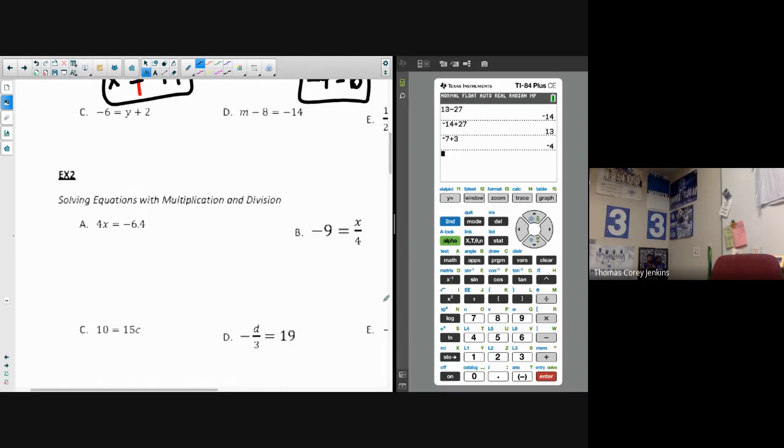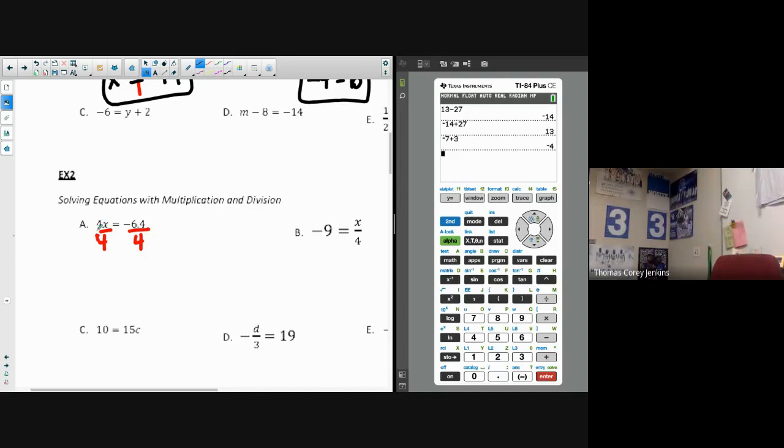All right, example 2, solving equations with multiplication and division. So one that looks like A, we would call 4 the coefficient of x, okay? So that means 4 times x, right? So same principles apply here. So how do we undo 4 times or times 4? You're going to divide by 4. What I do to one side, I must do to the other, or I don't have an equivalent equation if I don't do that to both sides.